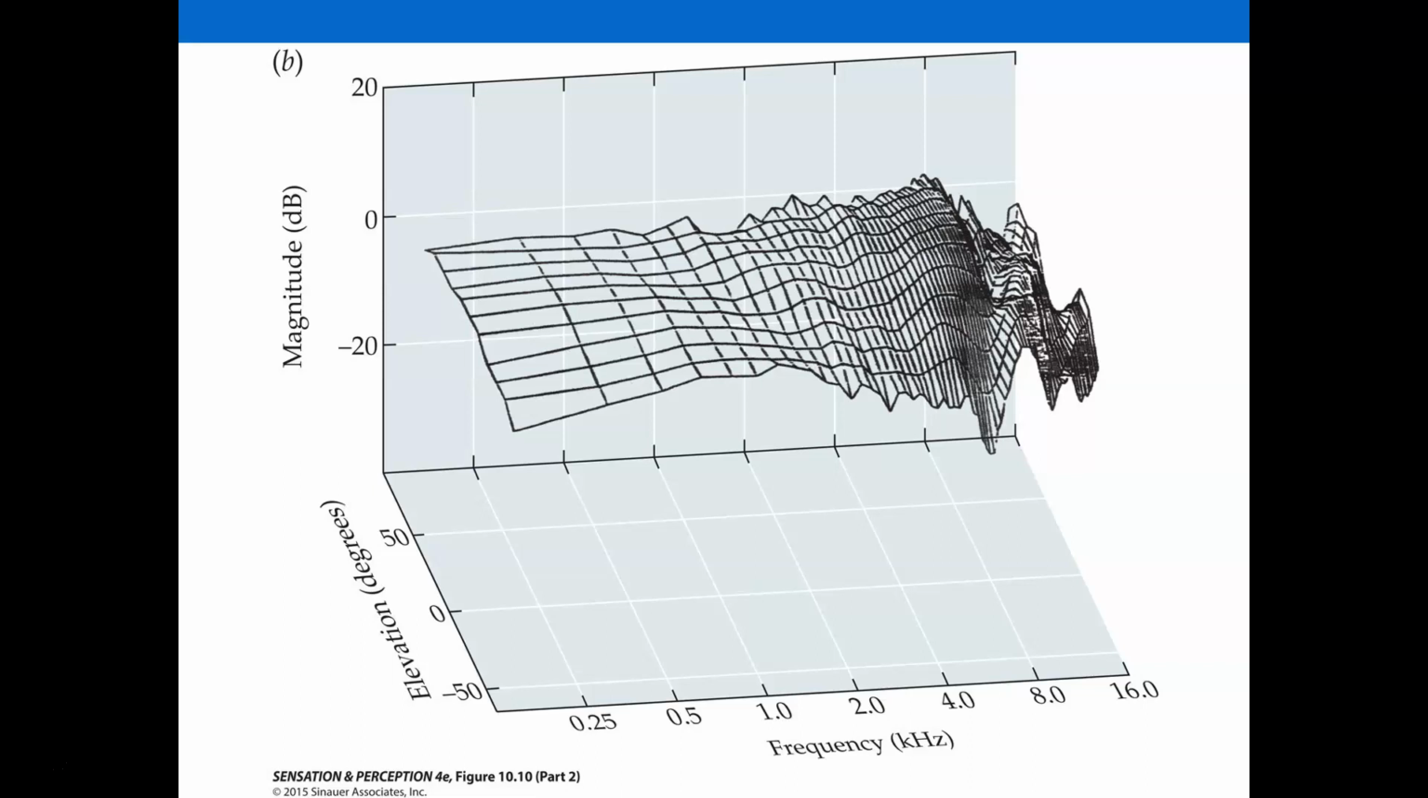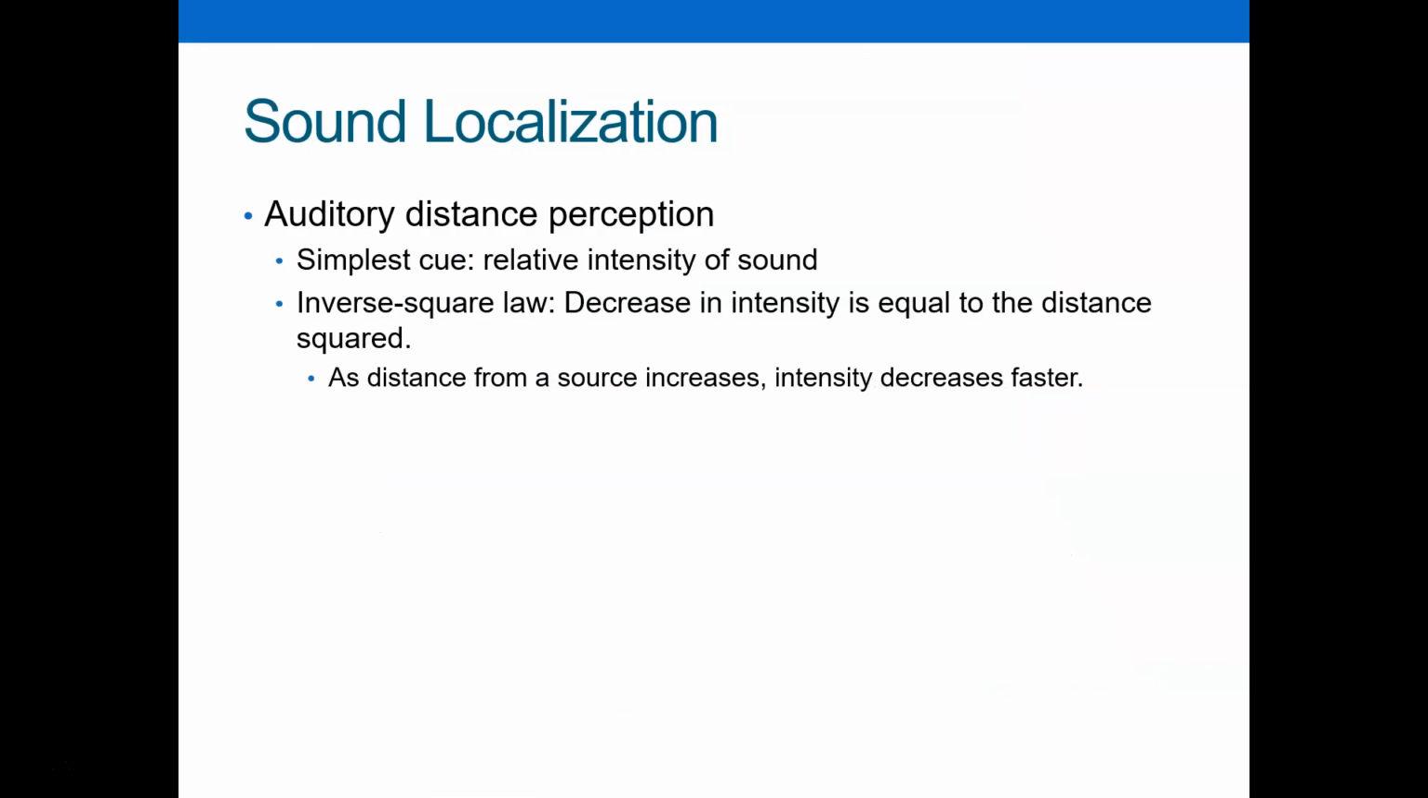They're not symmetrical, and we can take into account the amplification of sounds and the elevation of sounds, and use our DTFs to figure out where a sound is coming from. So that's one aspect of sound localization, figuring out where a sound is coming from. But we also potentially need to figure out how far away a sound is from us.